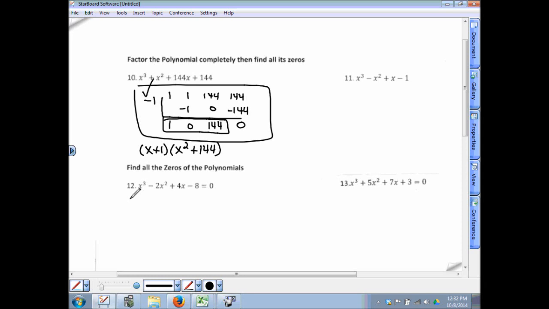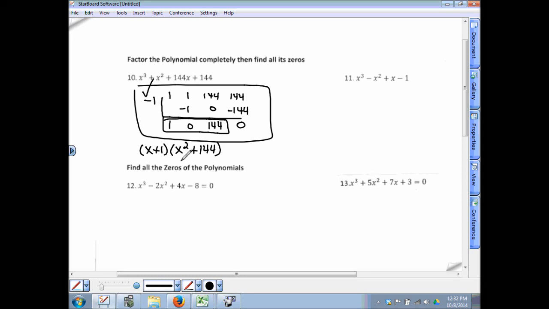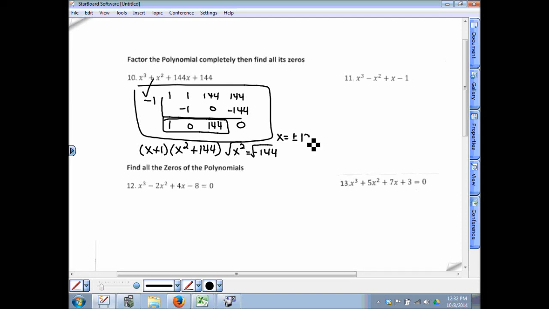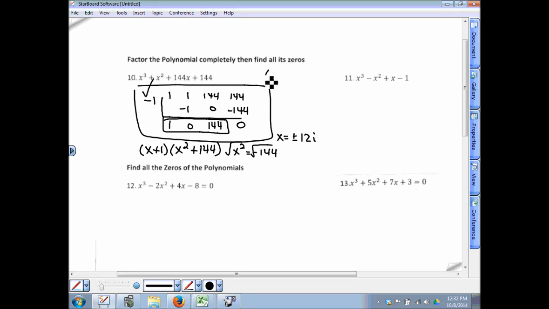So where do we go from here? Quadratic equation, unless it's missing that middle term. In that case, I would just use square roots. x squared plus 144 equals 0. Subtract 144. Square root, and we get the same exact answer. x equals plus or minus 12i. So then the factors are x plus 1, x minus 12i, x plus 12i.